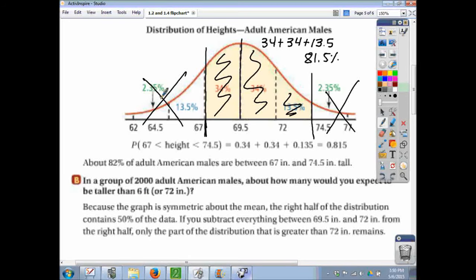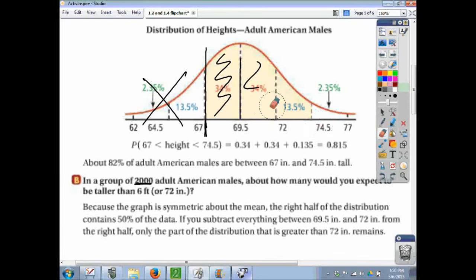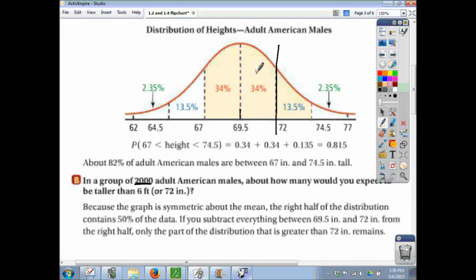Now, using this same normally distributed data here, if there are 2,000 adult males, about how many would you expect to be taller than 6 feet, or 72 inches? So, clear this out here. So 72 inches is right here. These represent all the percentage of adult males less than 72 inches. So we want this area, we want this area, and we want all the rest of it out there if there are any super tall people out there.